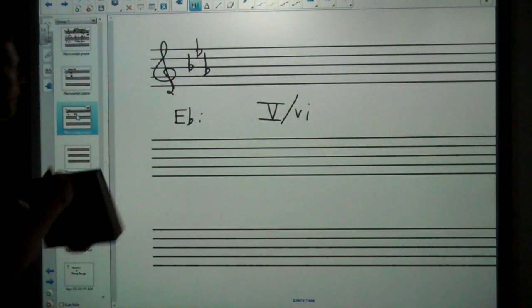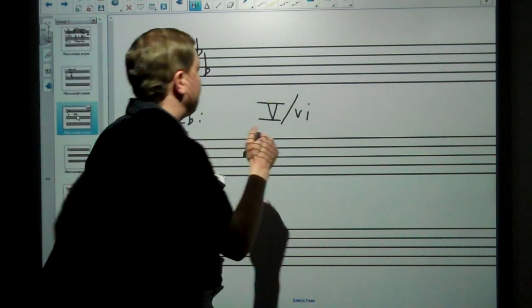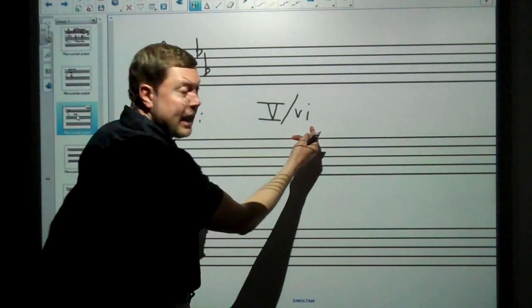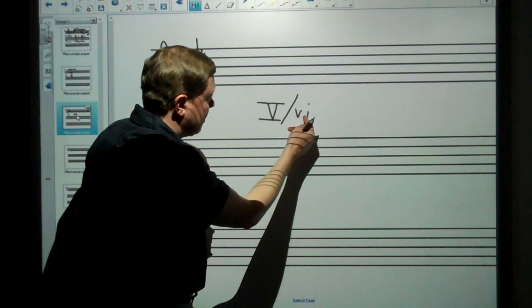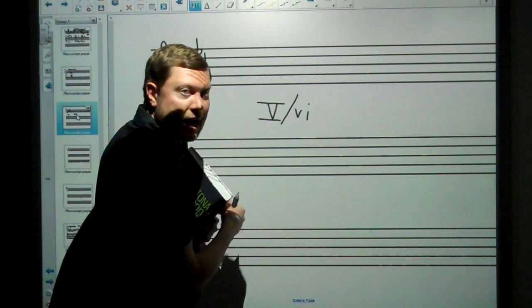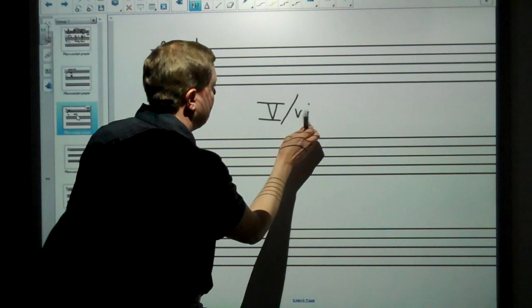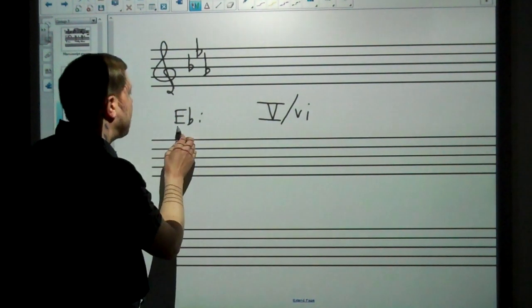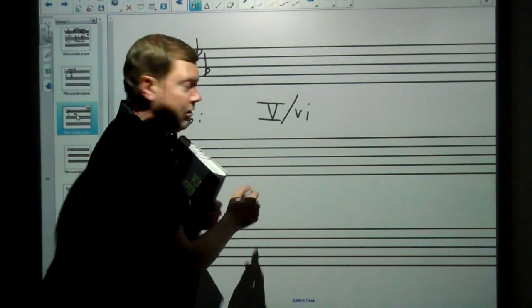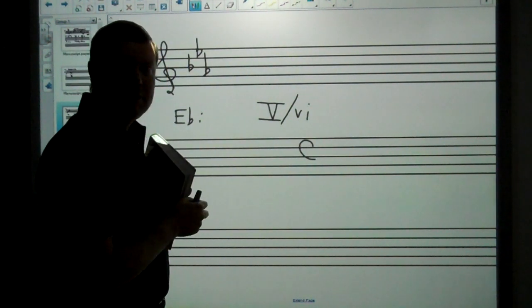The way that I read this symbol, the 5 of 6, that secondary analysis symbol, is I find the root of the chord to the right of the slash first. This chord is the chord that would fit normally and behave normally and fit in E flat without any trouble. So what is the root of a 6 chord? That's the chord to the right of the slash in the key of E flat major. And I hope you're thinking the root of this chord would be C. A 6 chord in E flat major, again this chord belongs to the key, would be C.